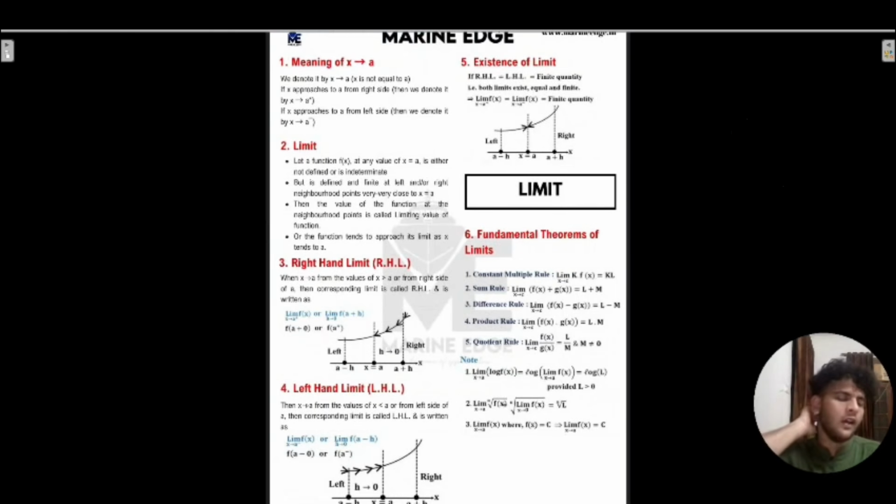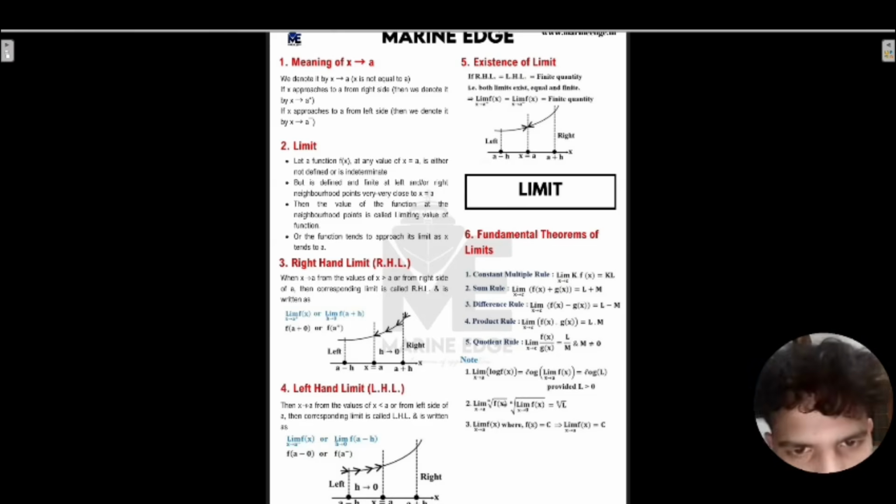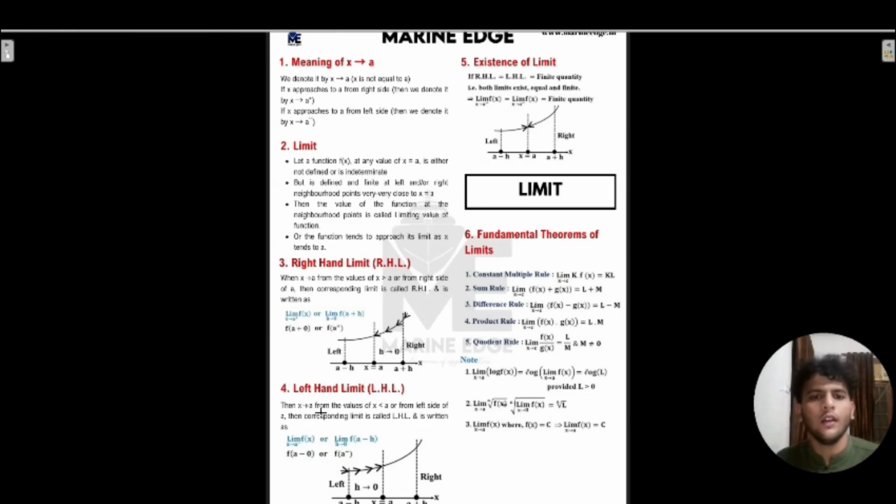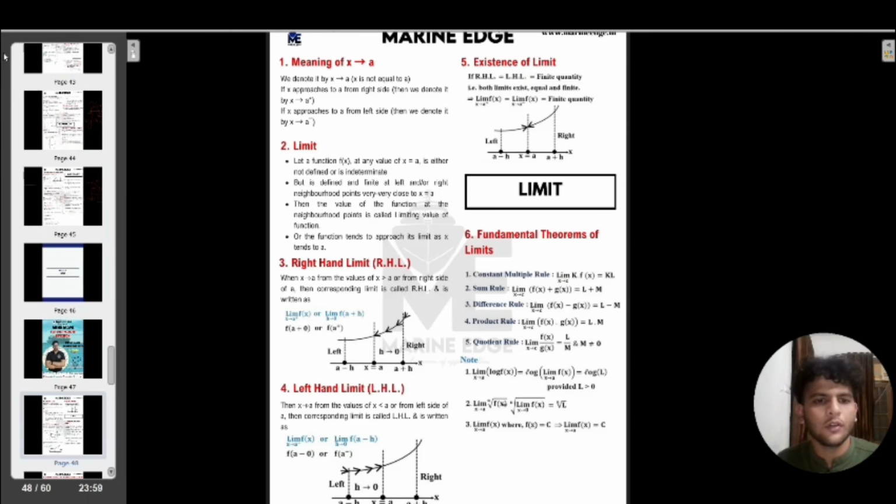Limits is the chapter which is studied in accordance with continuity. Something of limits is related to continuity, so pay attention to it. Let a function f(x) at any point x = a be either not defined or indeterminate. I hope you know about the defined or indeterminate form of a limit. But it is defined and finite over the left hand and right hand neighborhoods, points very close to x = a. Then the value of the function at the neighborhood is called the limiting value of this given function.